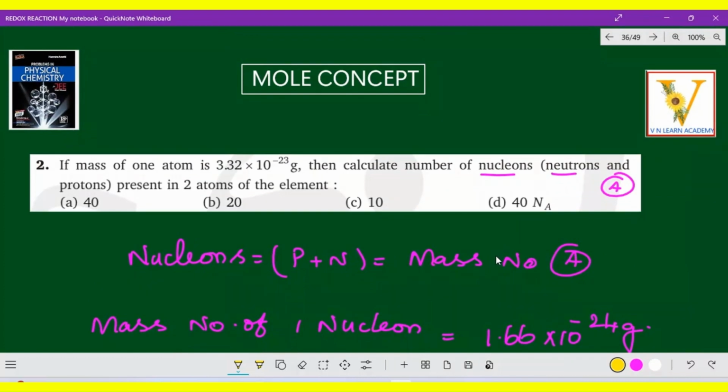Now, which is the correct option? Option 40. They did not mention Avogadro number anywhere, so nothing to worry about. Calculate the number of nucleons, that is protons and neutrons, present in 2 atoms of the element. They did not mention a complete atom. When you are dealing with atoms in that way, you can use Avogadro number, but here they mentioned neutrons, protons, nucleons only. So A is the correct option, 40. Let us go to the next question.